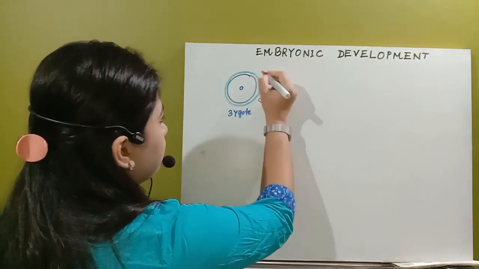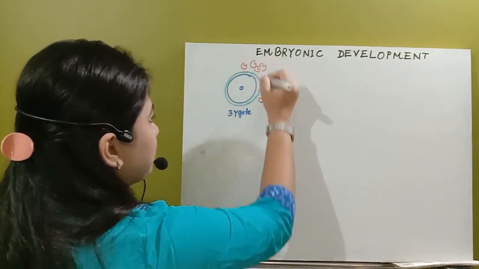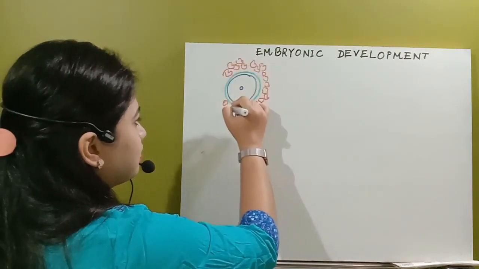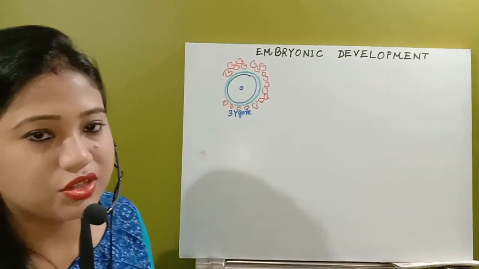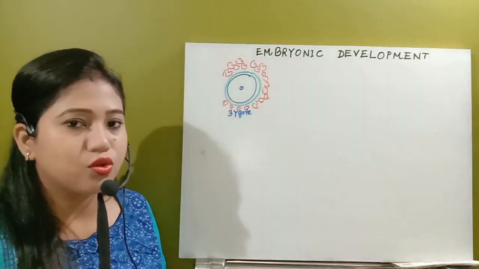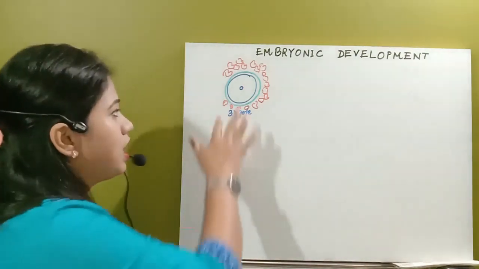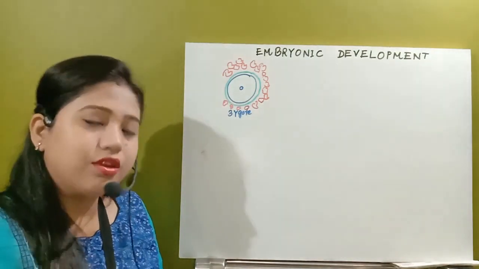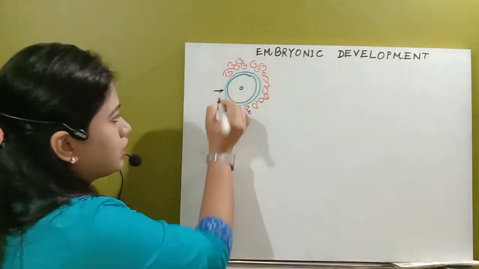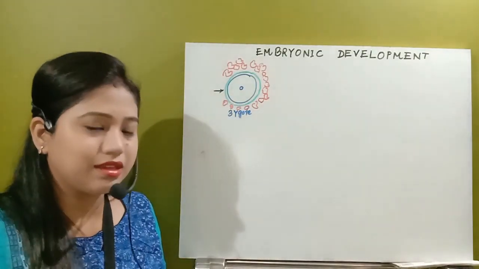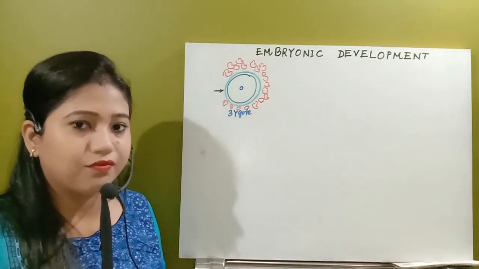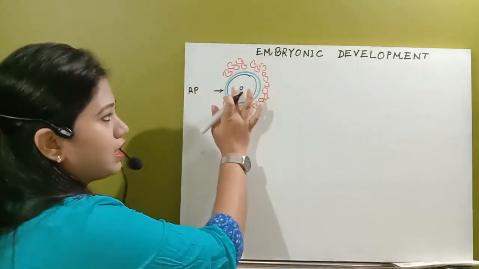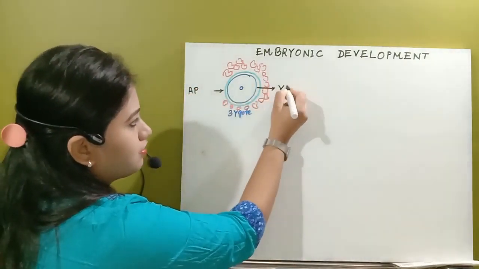Here the corona radiata cells will still be present. Only in one region the corona radiata cells are a little bit less, or dispersed from that region. Why? Because the sperm lyses those corona radiata cells, and that's why in that region the corona radiata cells are a little less. That region, where the corona radiata cells are less, means the spermatozoa fertilized the egg from there. That region is known as the animal pole, and the exactly opposite region is known as the vegetal pole.